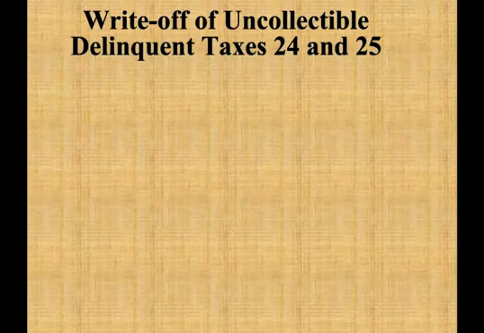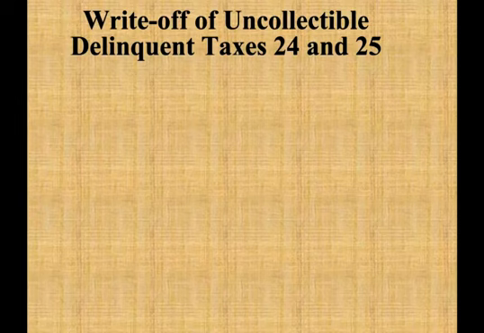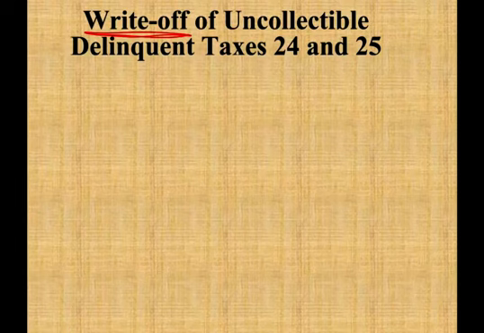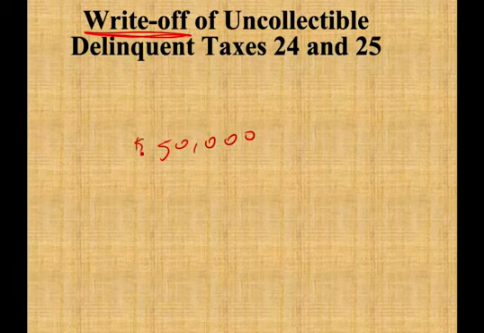Write-off of uncollectible delinquent taxes. So this is transactions 24 and 25. So you might be saying, hold on a second, does the government write off uncollectible delinquent taxes? I mean, think about it. The government can take over your property to collect their taxes, but sometimes your property is not worth the amount of money that you owe them. So in other words, you might owe $50,000 in taxes, okay? But your property is worth $30,000. This is how much your property is worth, the fair market value.